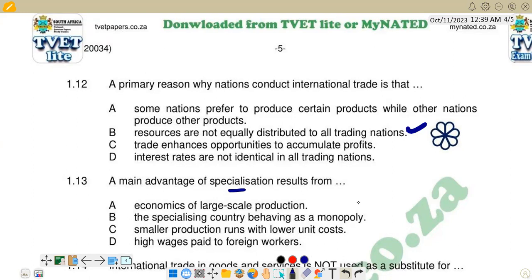Then you go to D. High wages paid to foreign workers. When we have such a scenario, it cannot be an advantage, but it can come as a disadvantage. So obviously we are left with A. So A is the most appropriate there. Then we go to the next one. Let's try to see the next one that we have.